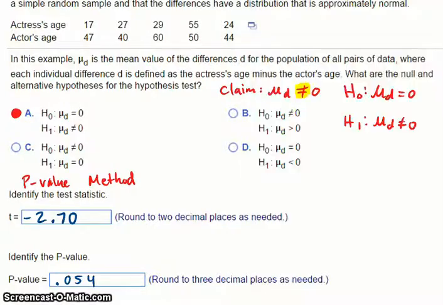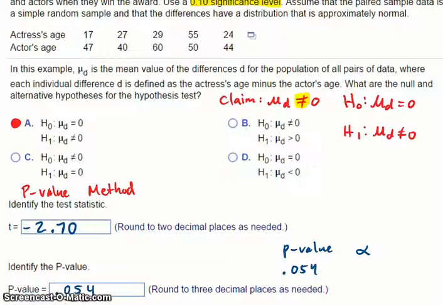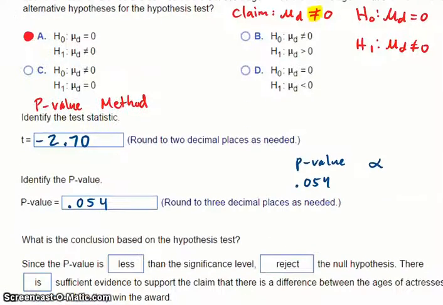Once we have our p-value, for the p-value test, we're going to compare it with alpha. The p-value is 0.054. Alpha was 0.10. So the p-value is less than alpha. If you remember, when the p-value is low, the null must go. So in this case, we reject the null hypothesis.